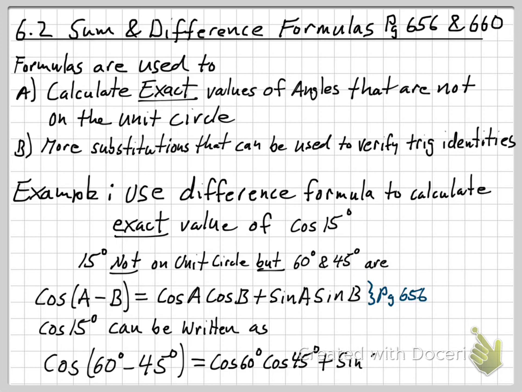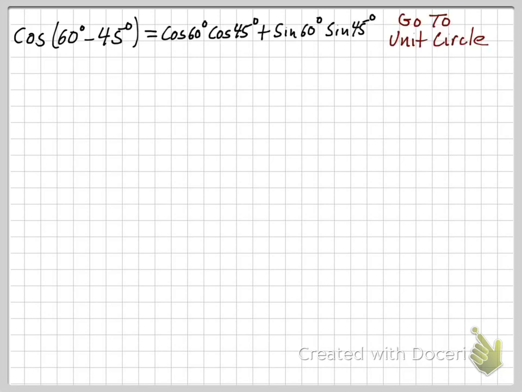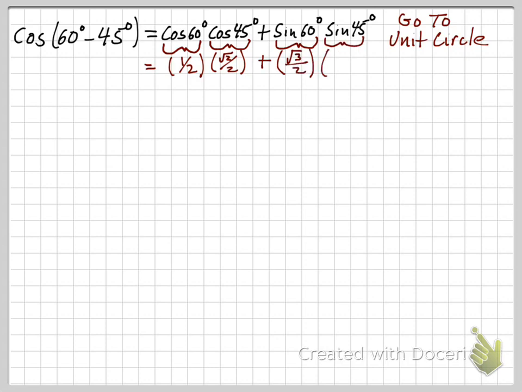What we see now is we have an expression: cosine of 60 degrees, cosine of 45 degrees. Those are angles on the unit circle, so we can actually go to our unit circle and get those values. Cosine of 60 degrees is 1/2. Cosine of 45 degrees is root 2 over 2, and so on and so forth.